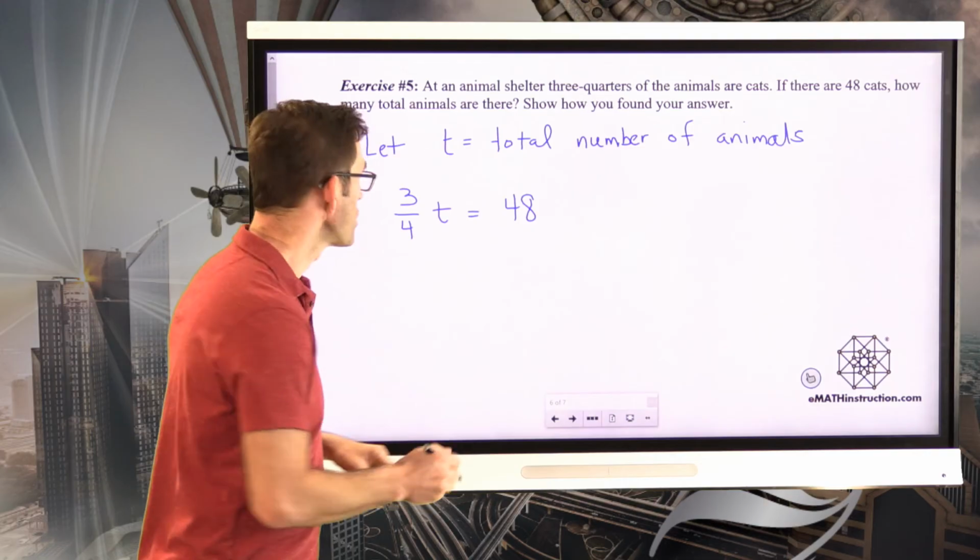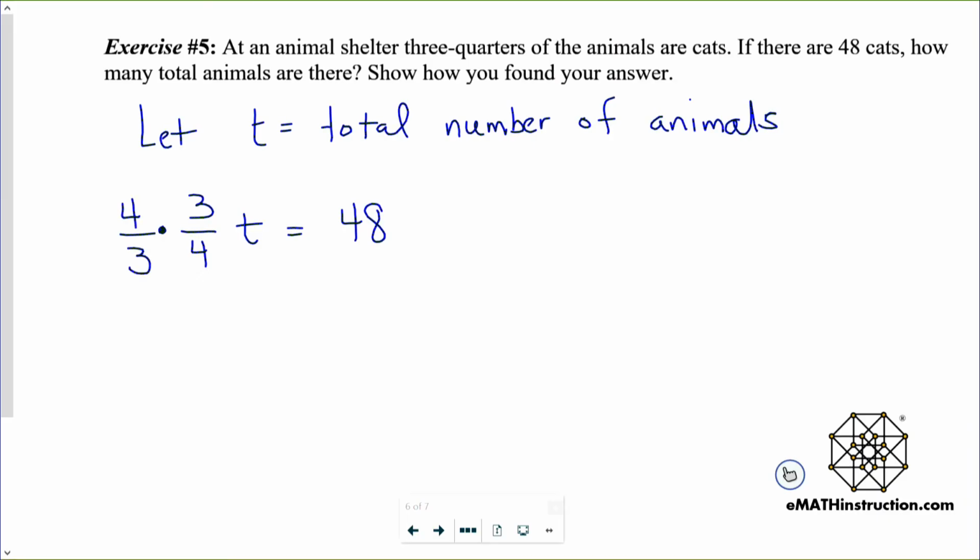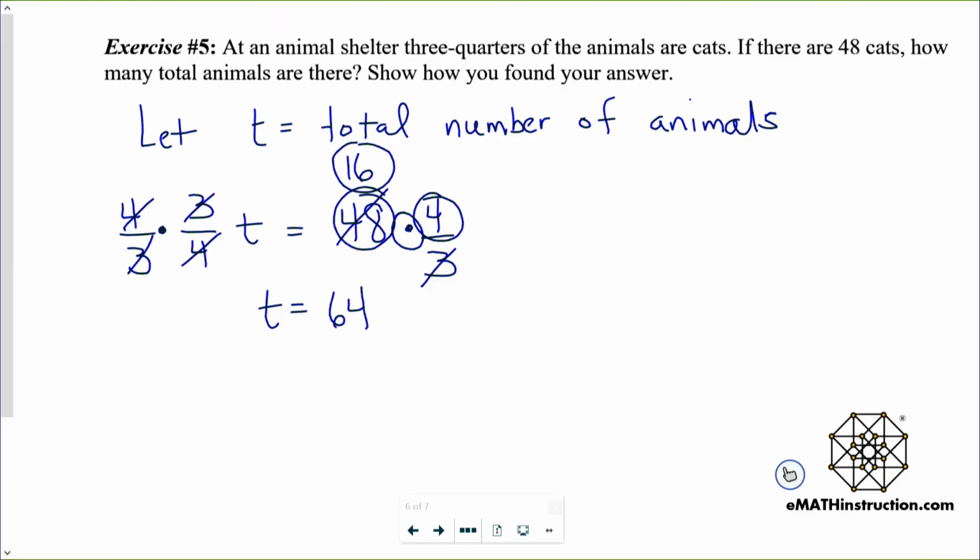I can now solve this equation pretty easily by multiplying both sides by the reciprocal of that fraction. Right? These all just cancel away. Now I can do 48 divided by 3. That gives me 16. And now I can do 16 times 4, which gives me 64 total animals.